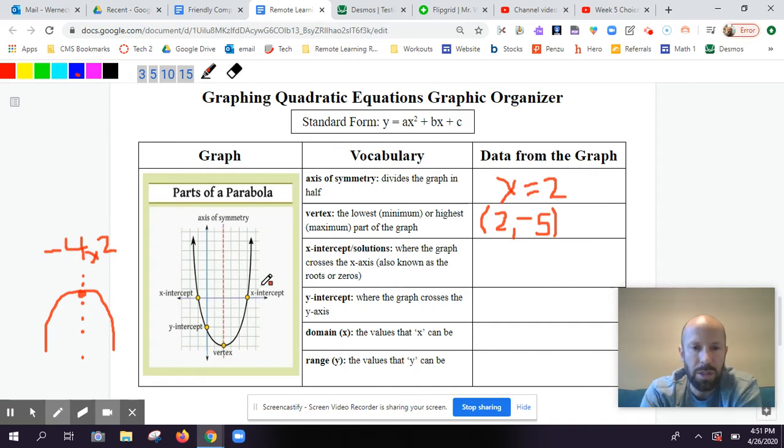It's the numbers that we solved for yesterday, or that we solved for last week. X-intercepts are also known as the solutions. So if someone says, what are the solutions of the graph? If someone says, what are the zeros of the graph or the roots? Those are the things that they're talking about.